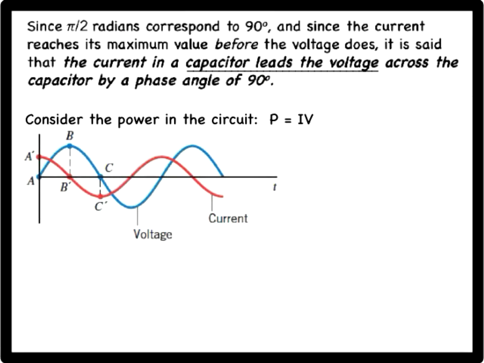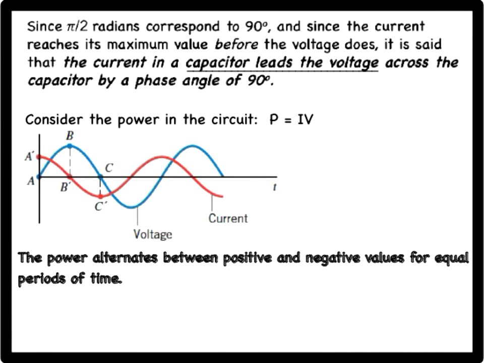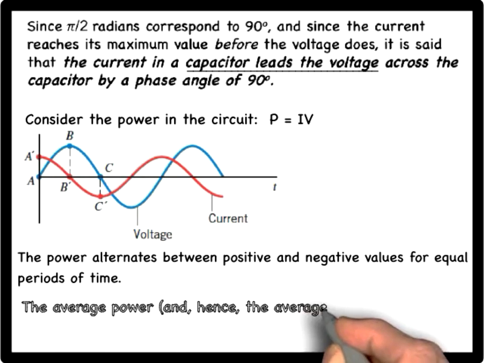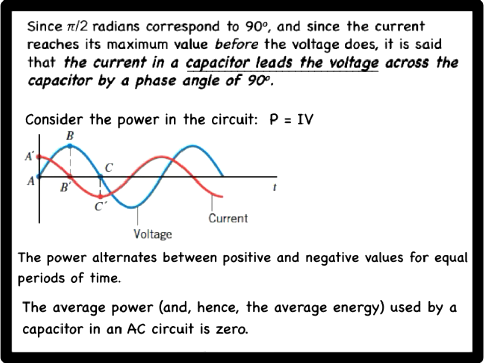Thus, the power alternates between positive and negative values for equal periods of time. In other words, the capacitor alternately absorbs and releases energy. Consequently, the average power, and hence the average energy, used by a capacitor in an AC circuit is zero.